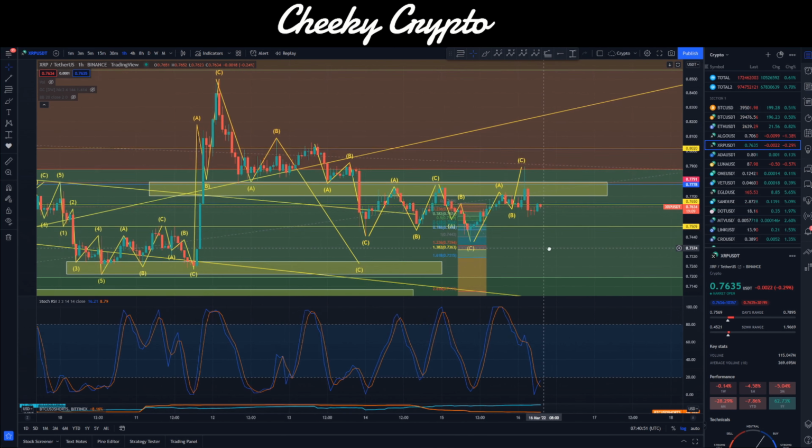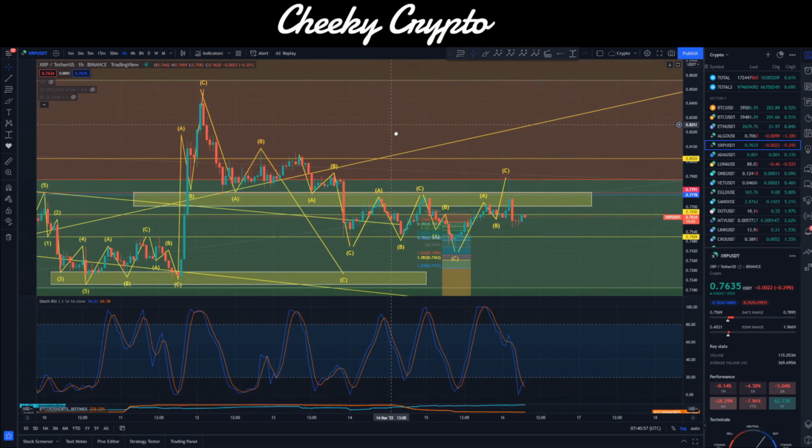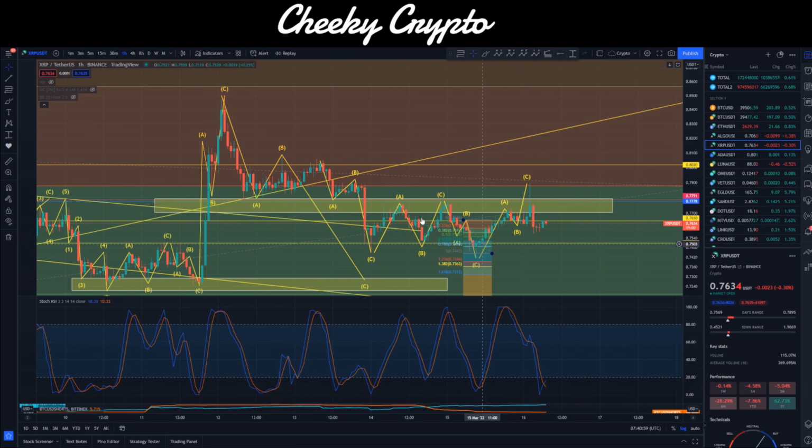So let's jump down into the charts here and take a look at what's going on with XRP. We're just on the hourly chart, paired up with USDT, and we are using Binance as the data source. There's some interesting stuff.